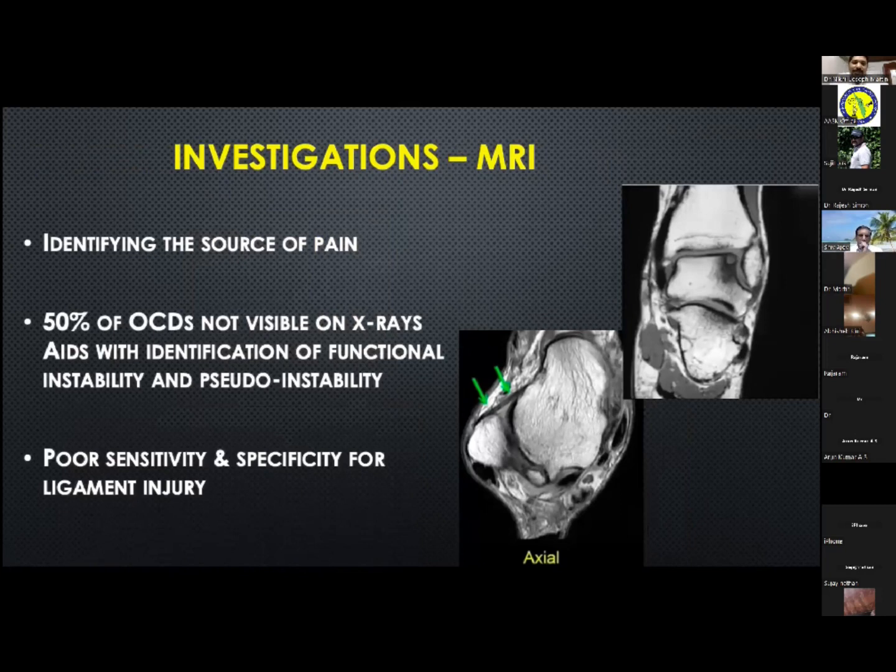It basically helps us in identifying the source of pain. It also helps us identify any OCDs which are not obviously visible on the X-ray, and helps us identify functional instability and also pseudo instability. Ultrasound is poorly sensitive and specific for any ligamentous injury.